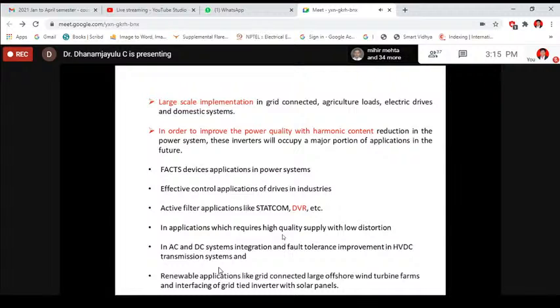So finally, you can say that it can be used for large scale implementation in grid connected systems, agricultural loads, electric drives, and domestic systems, in order to improve the power quality and reduce the harmonic content. You can implement this in power systems, as well as concentrate on devices like D-STATCOM and DVR, and even apply it in a bidirectional inverter. You can employ it in hybrid vehicles. This is one of the future scopes.